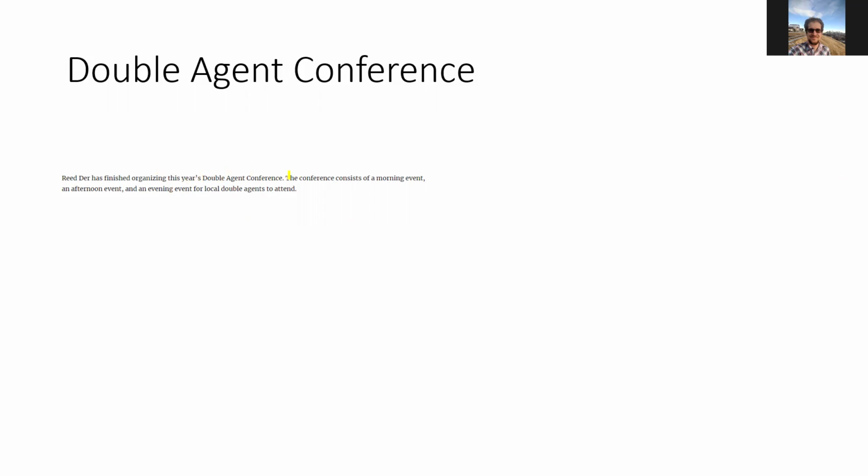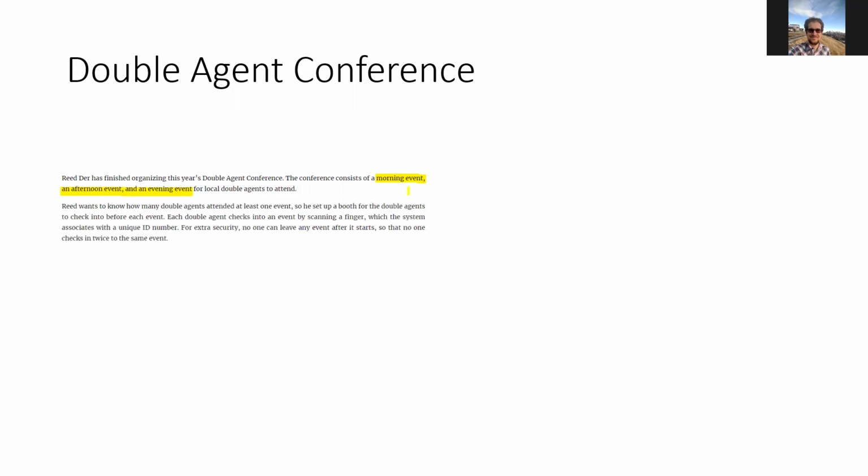We have this double agent conference, which consists of 3 events. We have a morning event, an afternoon event, and an evening event. This is going to be important because a lot of the analysis depends on the fact that there's specifically 3 events. Okay, so the idea here is that we want to know how many double agents attended at least one event. That's the main thing that we're trying to figure out.